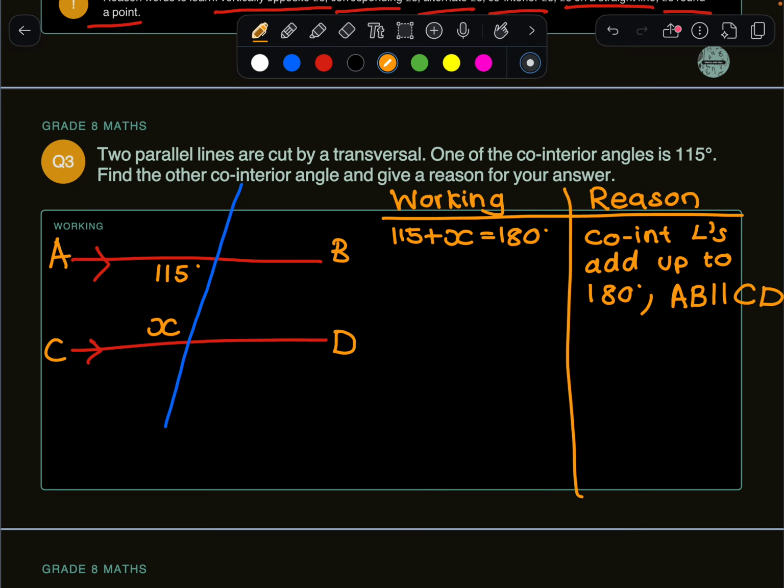Then we can just work it out. So X is 180, take away 115, and so X is 65 degrees.